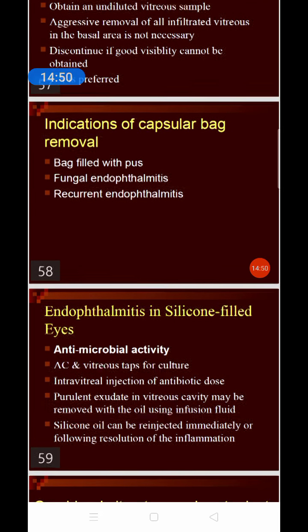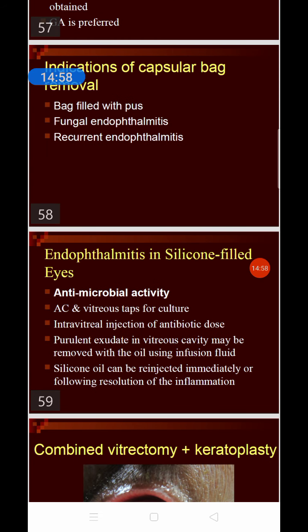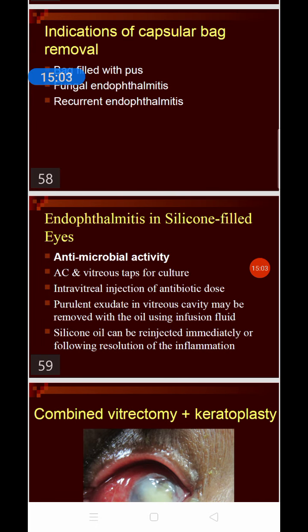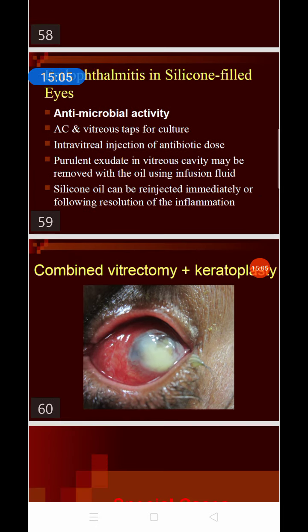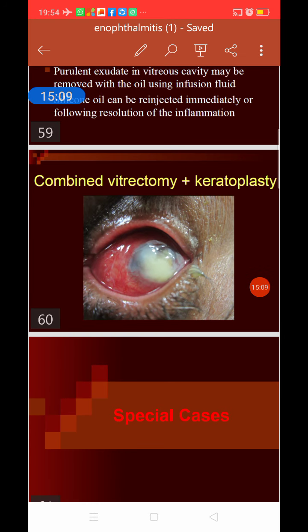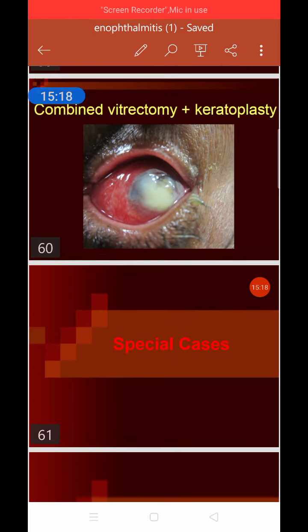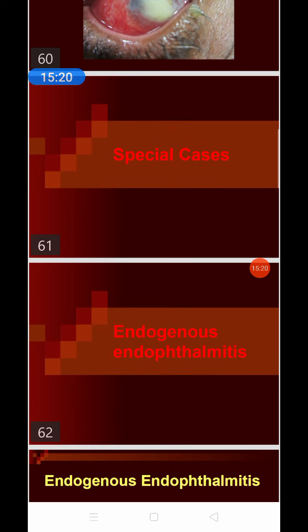When the lens capsular bag is totally filled with pus, or if it is a fungal endophthalmitis and recurrence is more common, then usually you tend to remove the capsular bag as well. In this image you can see the cornea is totally decompensated with total hypopyon. In this case, combined vitrectomy with keratoplasty is usually advised.